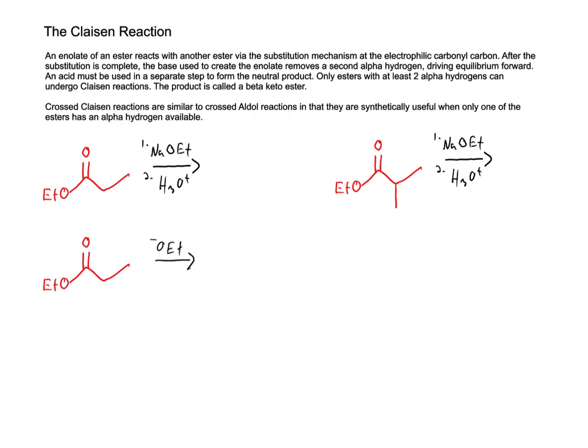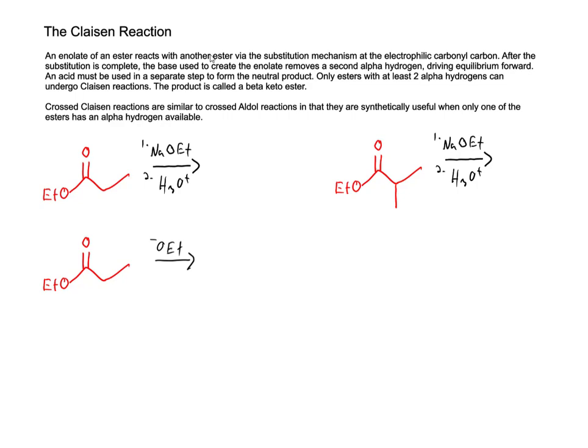Only esters with at least 2 alpha hydrogens can undergo Claisen reactions, and again, that's because we are going to have to remove a second hydrogen from the original ester in order to drive the equilibrium forward. The product that we get is called a beta keto ester. Now, I'm not going to show a crossed Claisen reaction because they are so similar to crossed aldol reactions, and they're only synthetically useful when one of the esters has an alpha hydrogen available.